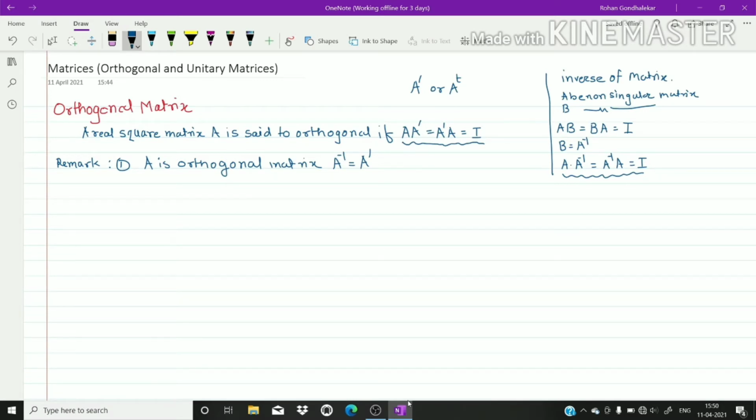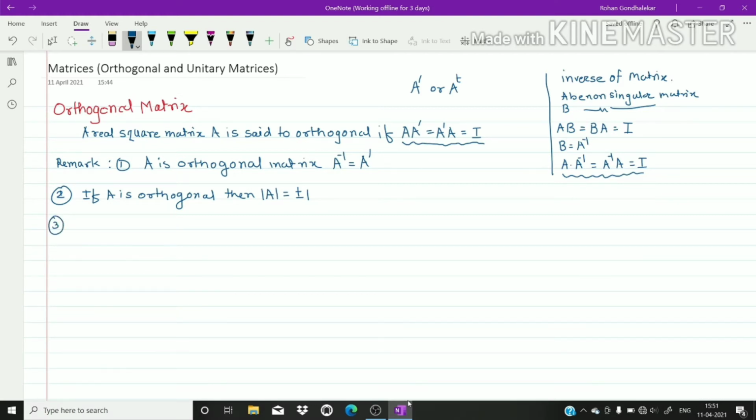Now a few more properties are there for an orthogonal matrix. This is the first one, and let me write the second one also, number 2. If A is orthogonal, then determinant of A is either plus or minus 1. Determinant of A is either plus or minus 1. This is a very important property.